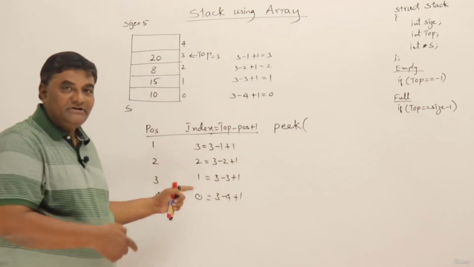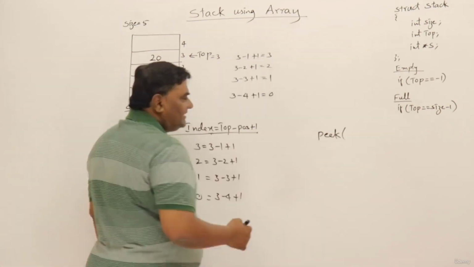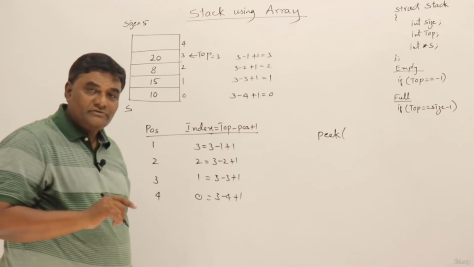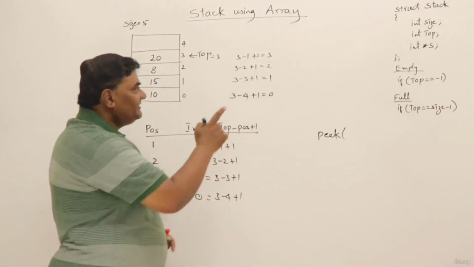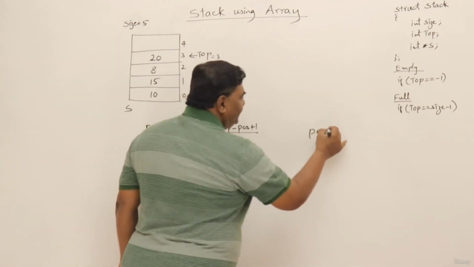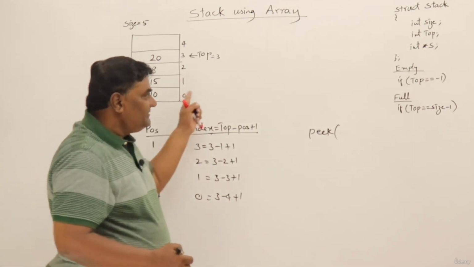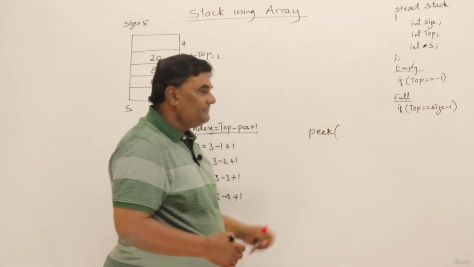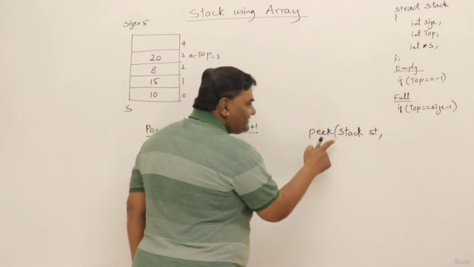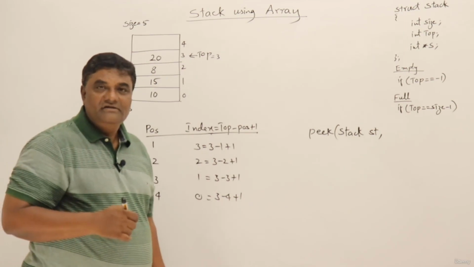Let us use this formula and write a peek function. Function is peek. It needs a position, which position element. And it also needs a stack. So I will send this stack as a parameter. So I'll pass a parameter as a stack of this type. So stack st. I should write struct stack st, but in short I am writing just stack st.